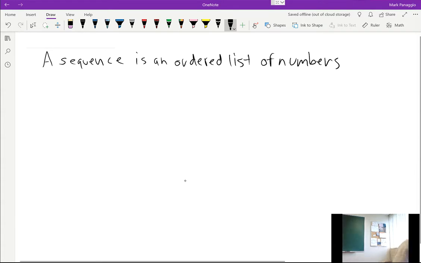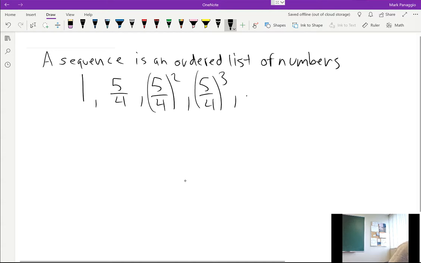So an example would be something like 1, 5/4, (5/4)^2, (5/4)^3, and so on. So typically the way that you'll write this is you'll list off some of the terms in the sequence, and you can use a ... to denote the fact that this is going to be continuing indefinitely. So this could be an infinite sequence that extends forever, and you'll use curly braces to enclose the actual numbers in the sequence, which are called terms. Okay? So sequences are ordered lists of numbers.